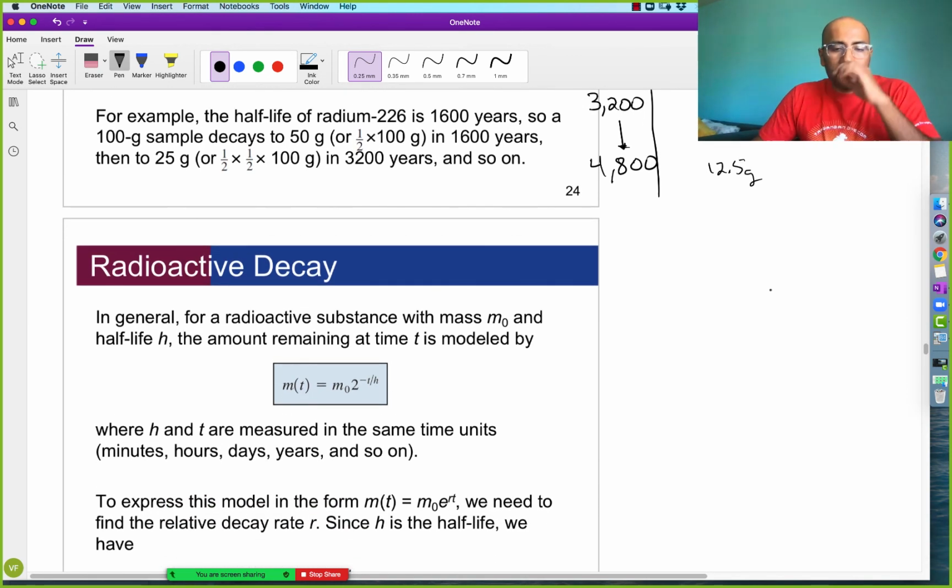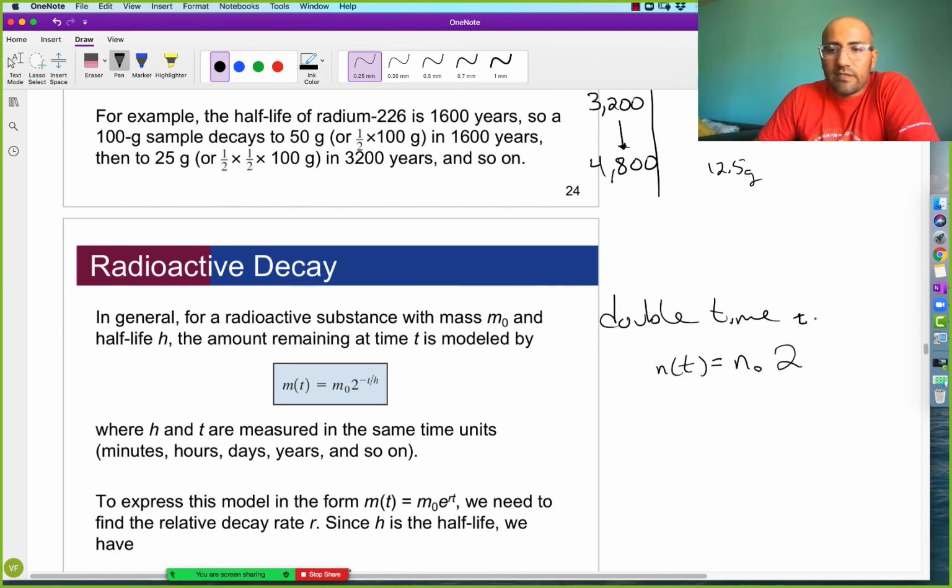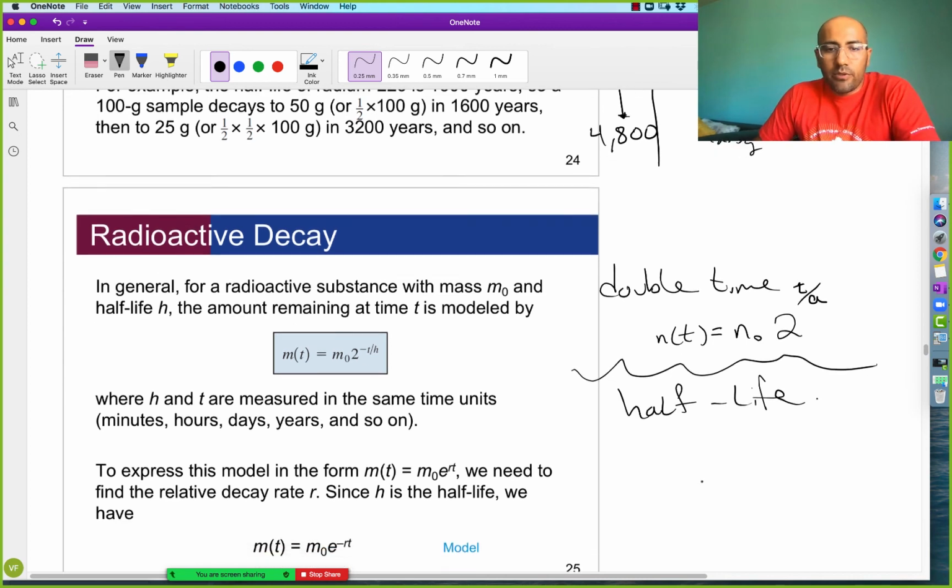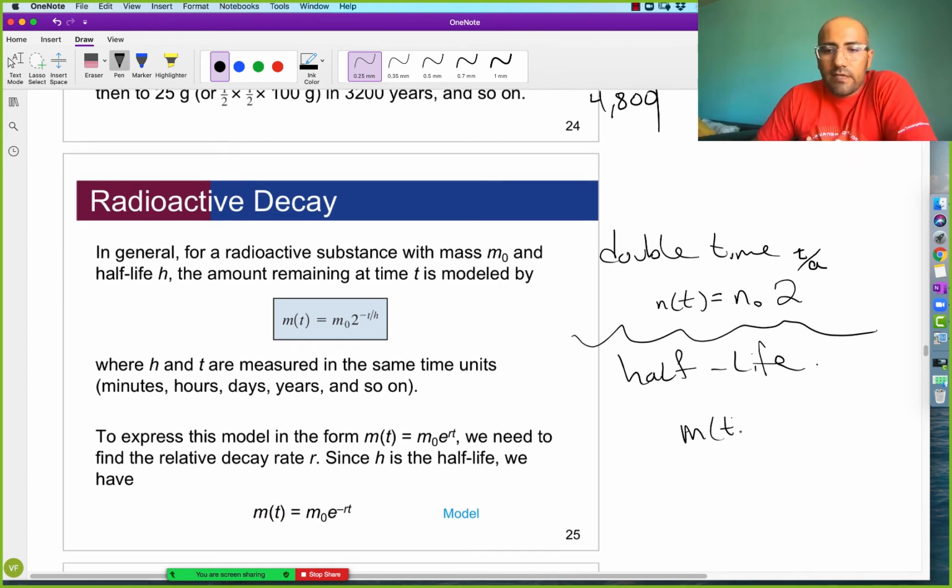Okay, so half-lives are going to work like this. It's the same formula as the doubling time, except that for doubling time, we had N of t equals N naught, and then it was 2 to the power of t over a, I think it was, right? So now this is half. The half-life formula is this one, but just put a half in there. It's N of t equals N naught times 1/2 to the power of t over h.